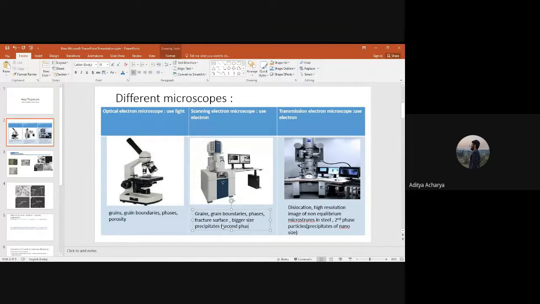But that should be a bigger size somewhat. Similarly, what kind of things can we see under a transmission electron microscope? We can see dislocations. You can see dislocations are so tiny. You can imagine that can be seen through a transmission electron microscope. Some people may ask how we can see dislocations. The answer is by using a transmission electron microscope. We can see high resolution images of non-equilibrium microstructures in steel.